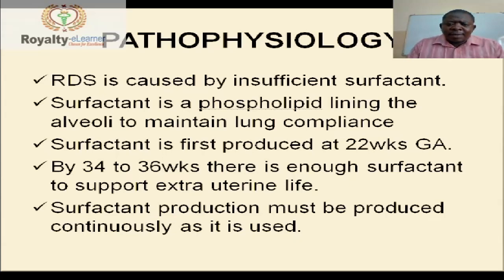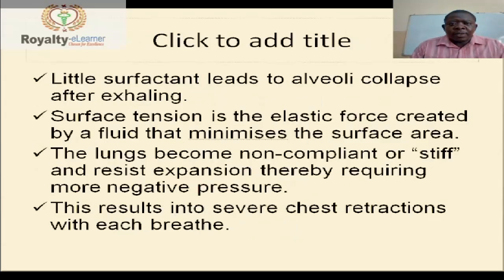And we have established that surfactant is first produced at 22 weeks of gestation, and by 34 to 36 weeks there is enough surfactant to support extrauterine life. Now, surfactant must be produced continuously as it is being used. So little surfactant will lead to alveoli collapse after exhaling. Surface tension is the elastic force created by a fluid that minimizes the surface area.